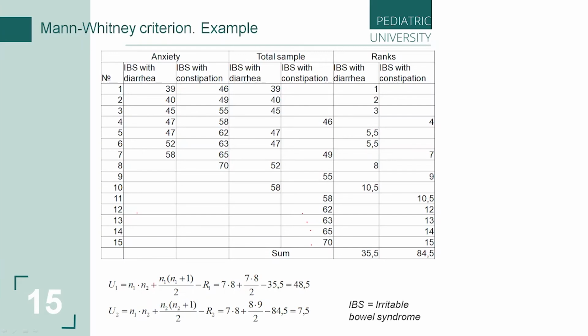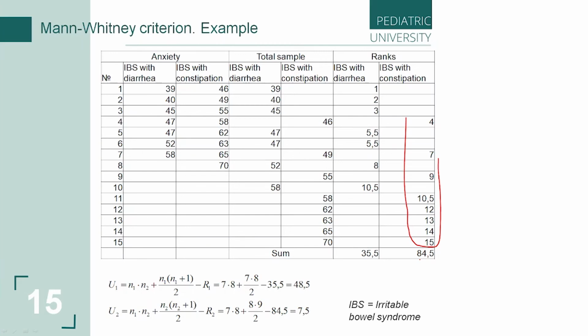What is next? Next, let's consider that 35.5 is the sum of the ranks from the first sample. We should summarize these ranks, and it will be R1 for the first sample. Then we summarize the ranks of the second sample, and the number will be 84.5. It will be R2.